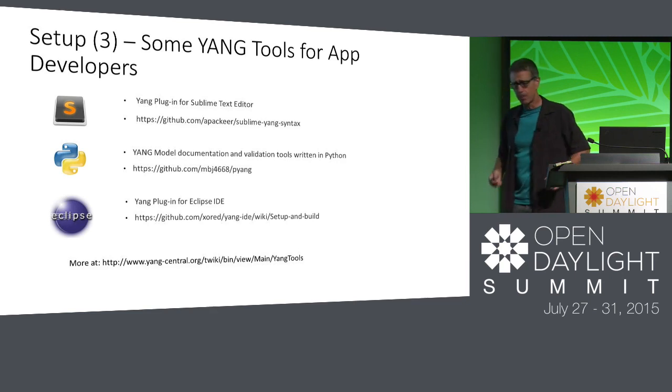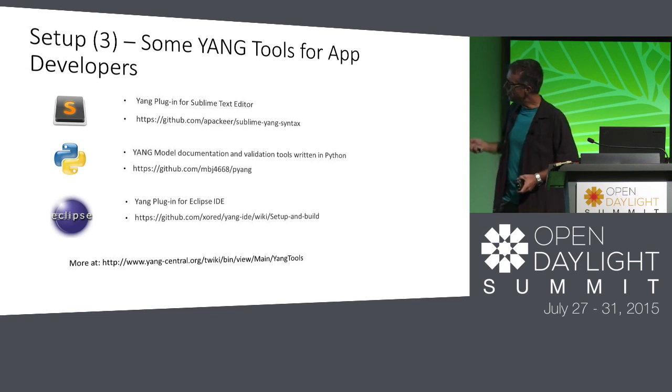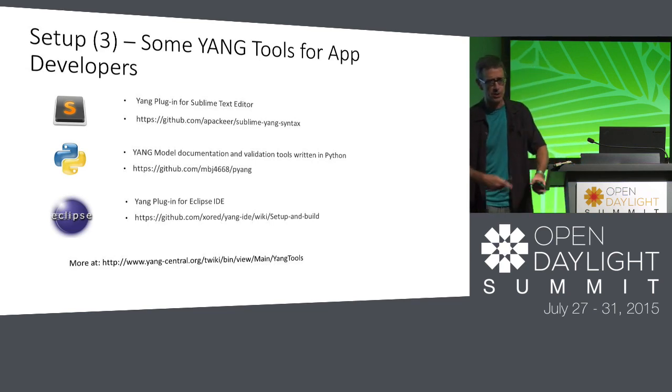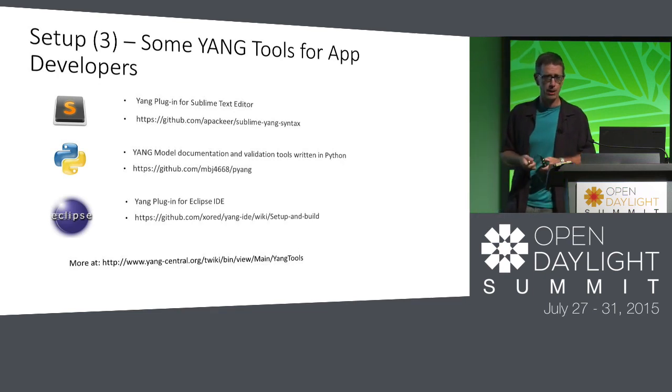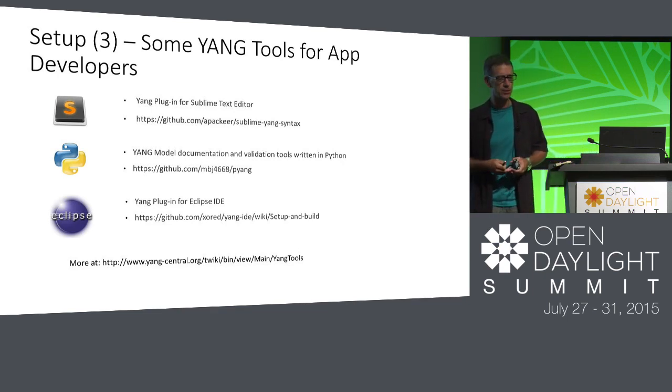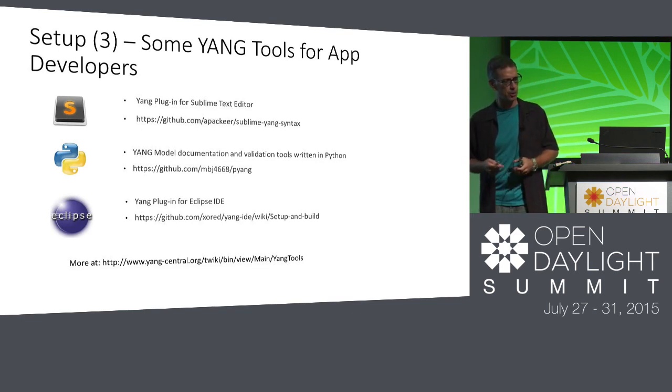Yang tools for app developers. This is clearly not an all-inclusive or exhaustive list. These are some of the things that I use. I use Sublime, and there's a plugin that helps you present Yang models in a reasonable, easy-to-read format, although Yang, of course, is human-readable. If we can have our text editors do a better job of presenting that, that's a good thing. Pyang is a tool that's used for validation, as well as presenting Yang models in a number of different formats, and that also obviously helps us understand how these things are structured and what they're trying to define.